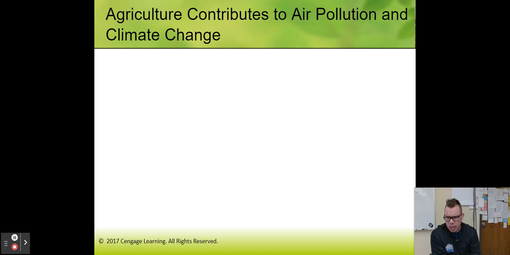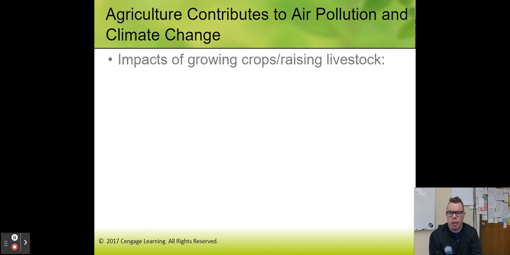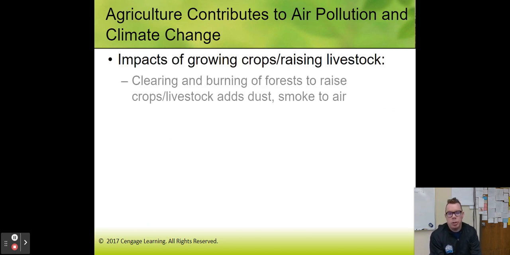All right. Now, agriculture contributes to air pollution and climate change. So the impacts of growing crops and raising livestock: clearing and burning of forests to raise crops and livestock add dust and smoke to the air. So think about if cattle are all walking around, you can see kind of like the dust trail behind them.